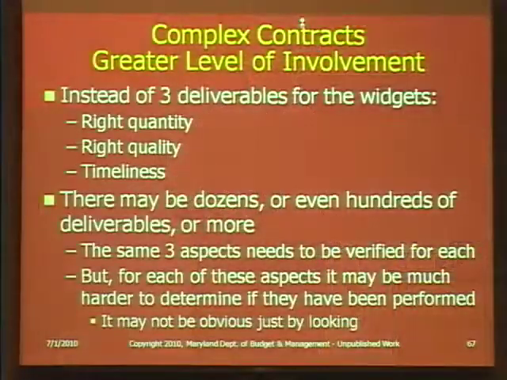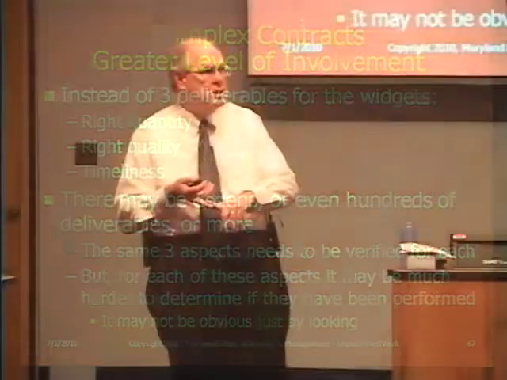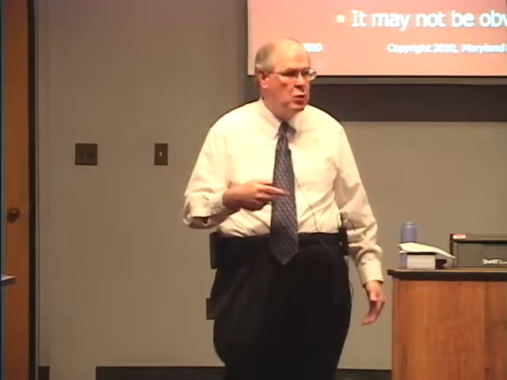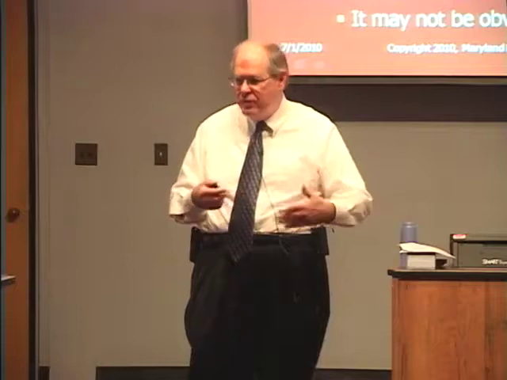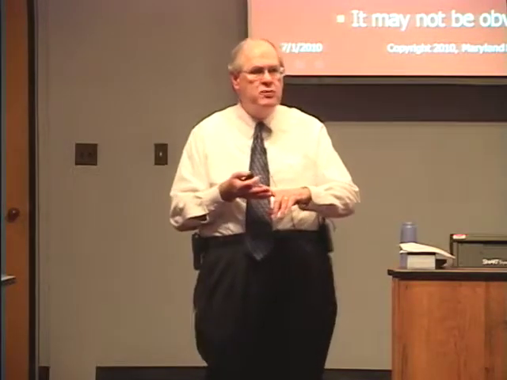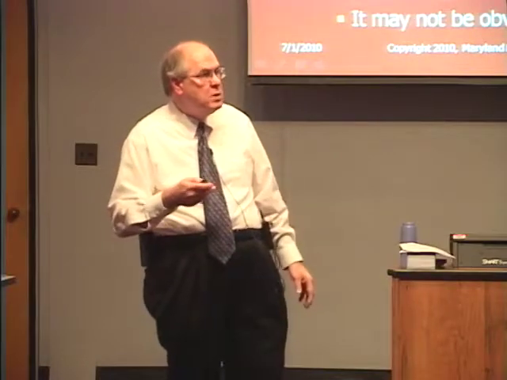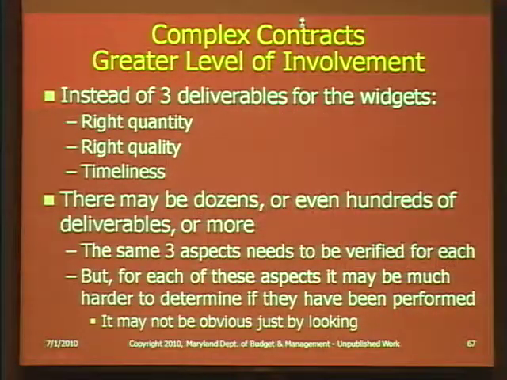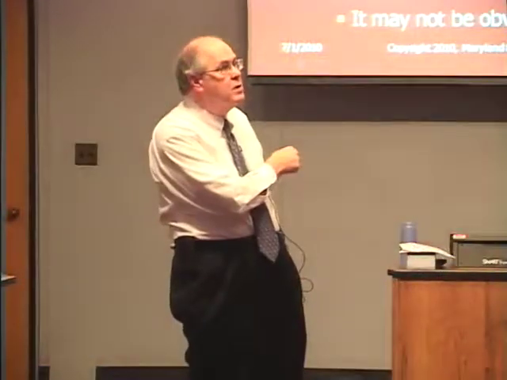So if you have more involved contracts, instead of 3 deliverables, there may be dozens or even hundreds of deliverables, but the same 3 aspects always apply. Do you have the right quantity? Do you have the right quality? And is it at the right time? Quality, quantity, timeliness. That's going to come up over and over and over. So that's what you're looking for, and it may be on dozens of things that you're verifying quality, quantity, and timeliness on each and every one of them before you authorize payment. But for each of these aspects, it may be much harder to determine if they have been performed. And that's the whole issue, knowing whether they have been performed. And it may not be obvious.